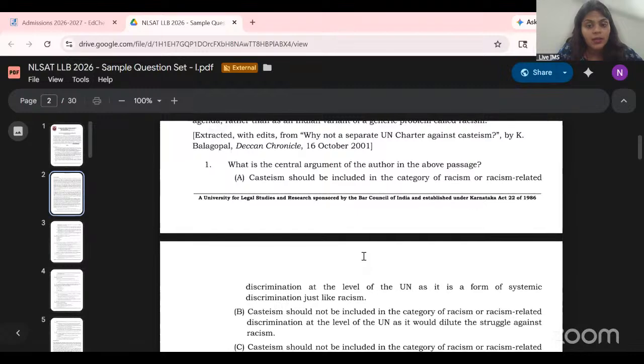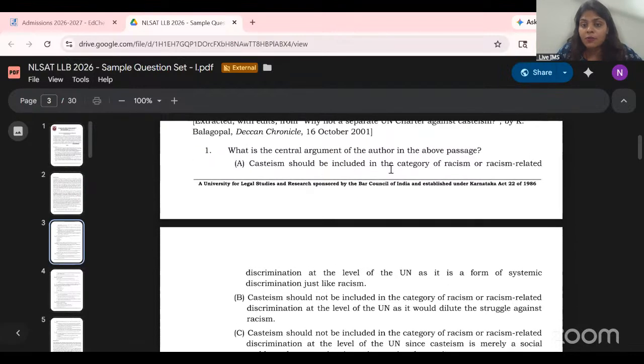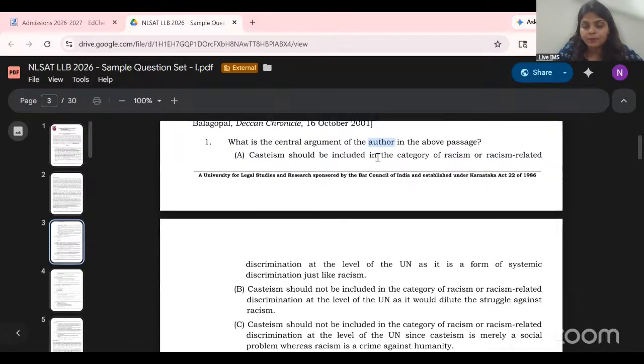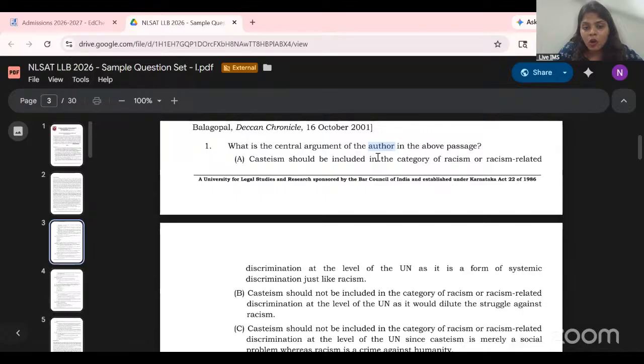Now we'll come to the questions. The first question is asking what the central argument of the author is. Understand this: the passage has two perspectives. One, it is talking about why India is opposed to this particular idea, and second, it is also expressing the author's viewpoint. So now you have to read the question very carefully. This is where the trick is. Sometimes we are in a hurry, in a rush, and we tend to miss reading the questions properly. So you read the question and see that it is talking about the central argument of the author. Now let us read the options.